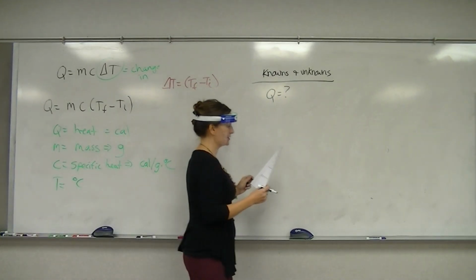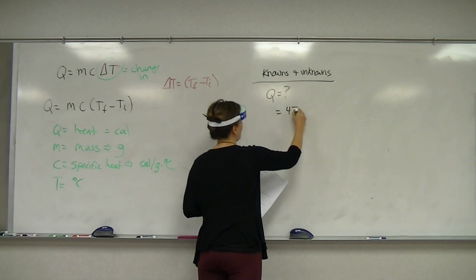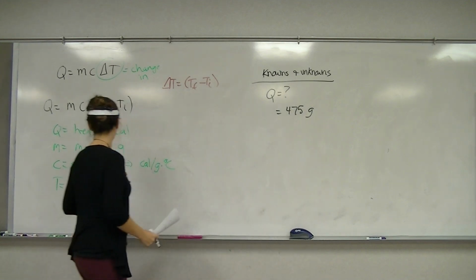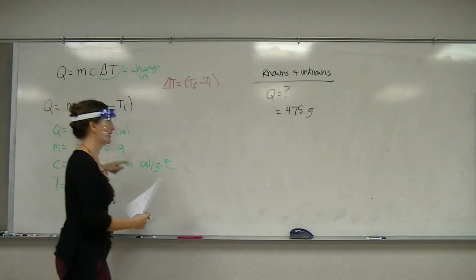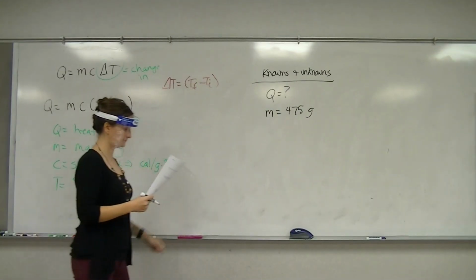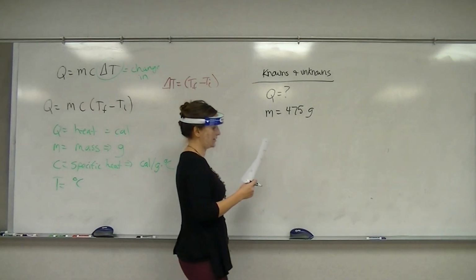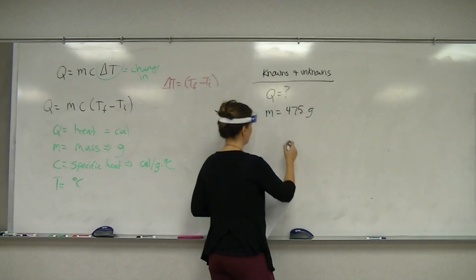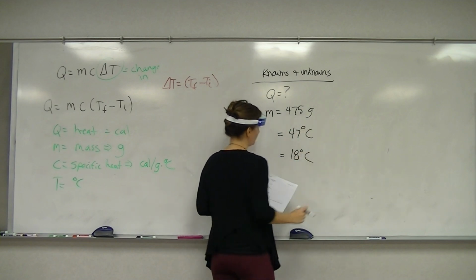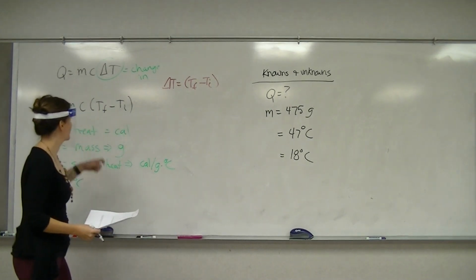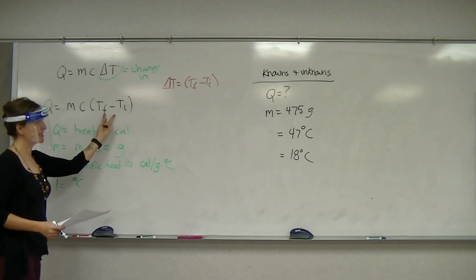So calculate the heat released by a 475 gram. So 475 grams. Looking at my variables, that's going to be my mass, my M. And I want it in grams, so I'm going to leave it in grams like they had it. This is a copper pot, and it cools from 47 degrees Celsius down to 18 degrees Celsius. So I have two temperatures that they have given me. Now it's my job to figure out which one is going to be final and which is going to be initial. So I know I'm going to use this heat equation because of the two temperatures.